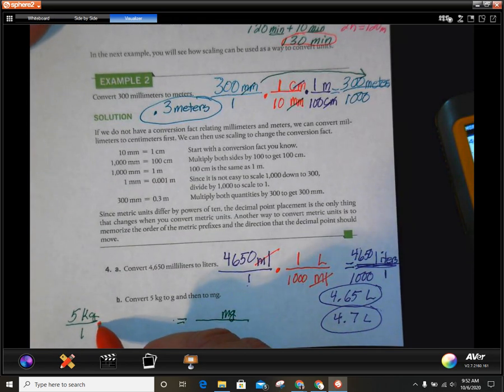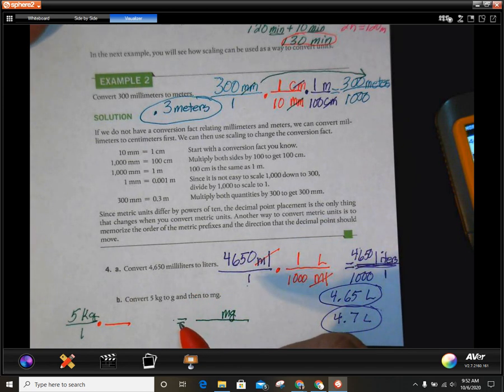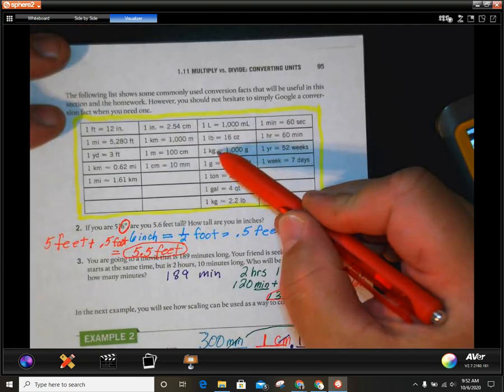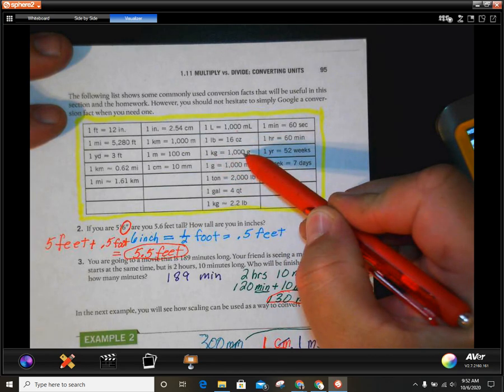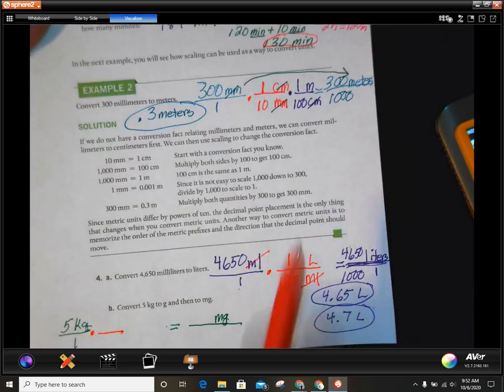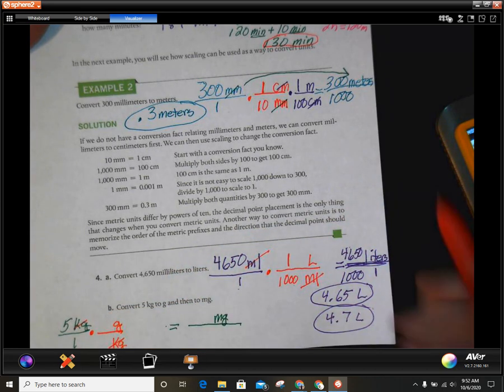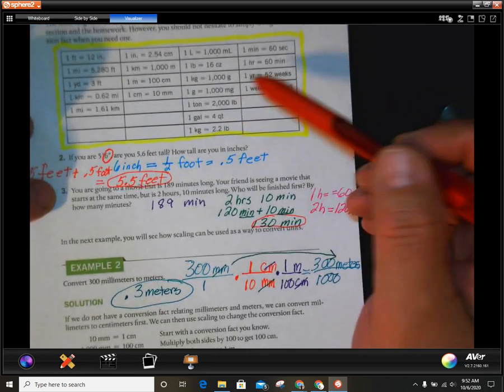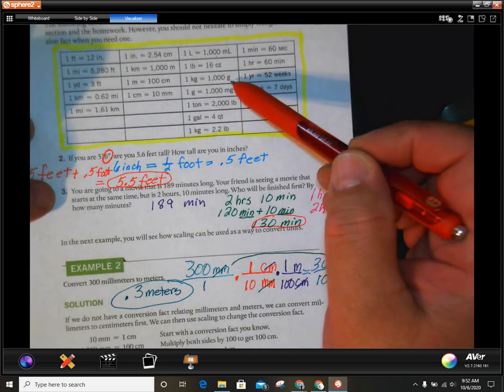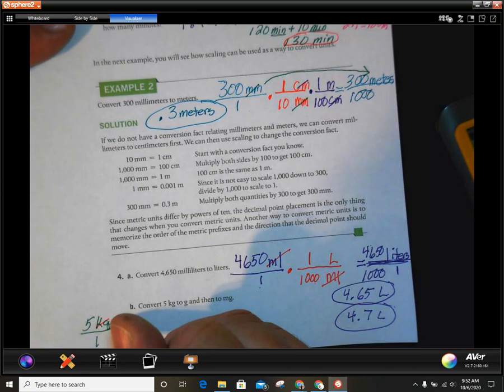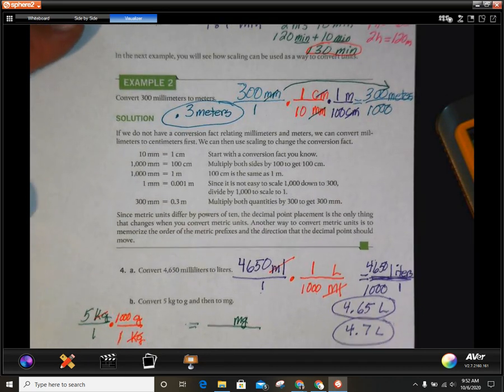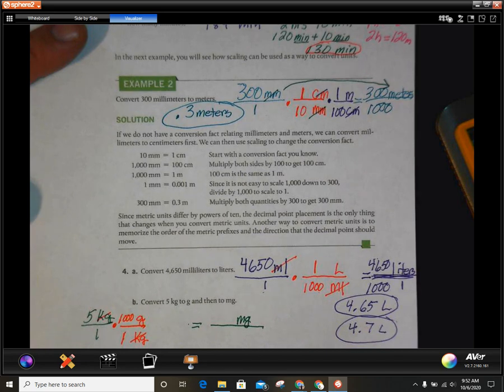So I'm going to multiply this by, let's see, I've got, let's see if there's something with kilograms first. Yes, let's use this one first. 1 kilogram to 1,000 grams. Kilograms on the bottom, so they cancel out, grams on top. And my unit of 1 is 1 kilogram to 1,000 grams. Okay, so my kilograms are gone.